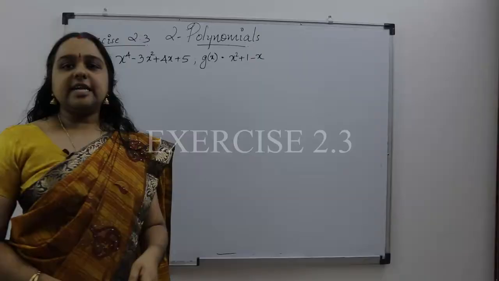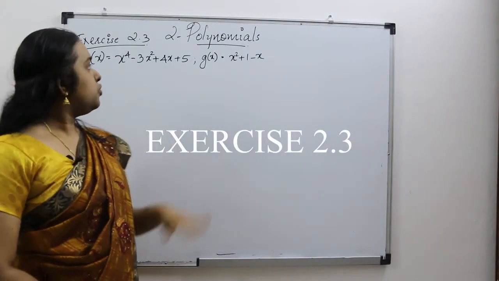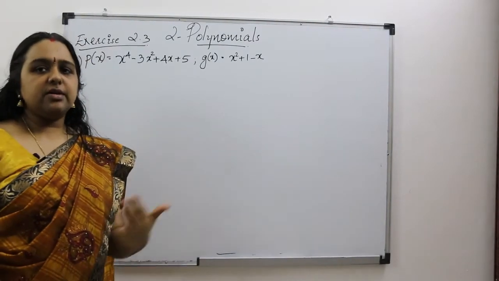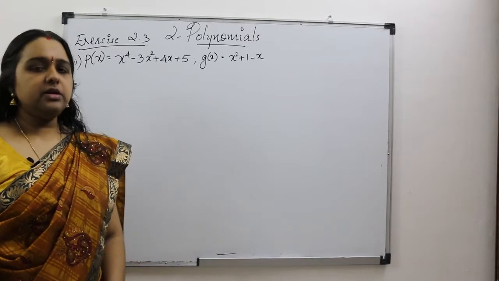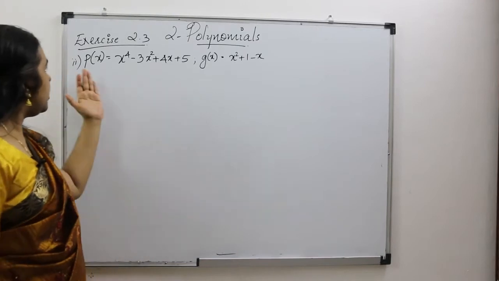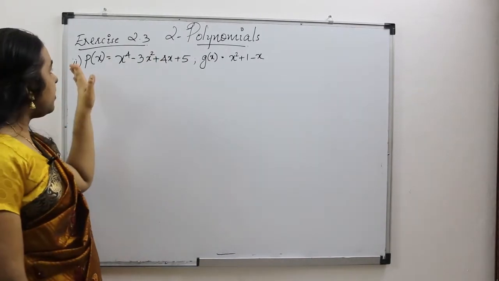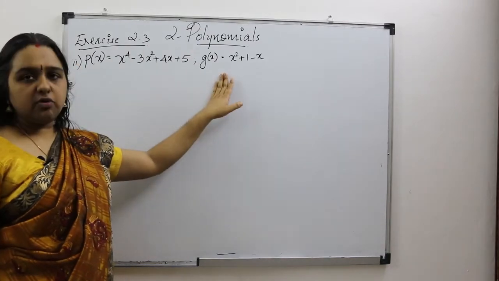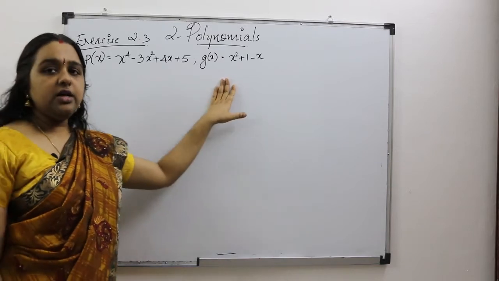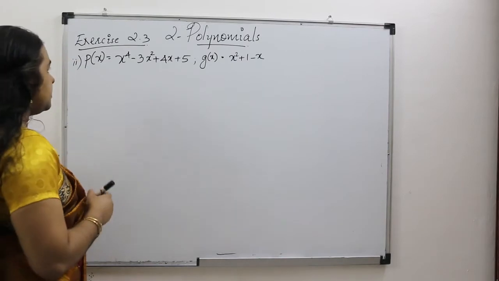Is it clear? Let's move on to our exercise 2.3. I am going to do question number 2 of exercise 2.3, first part. Question number 2 is very similar to the above examples you have done, but still we are going to do one problem from this. Here we are given two polynomials p of x and g of x. We have to divide p of x by g of x and find the quotient and the remainder, and we need to prove our division algorithm for polynomials. Very simple to do. Okay, let's start.